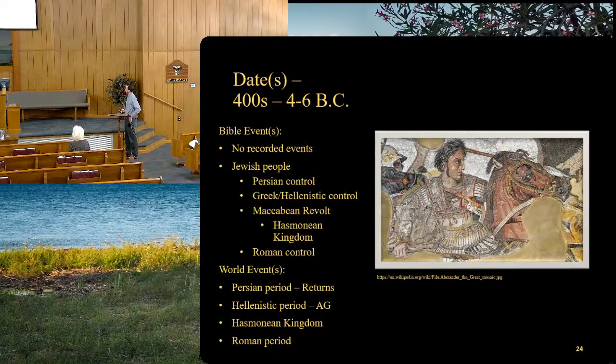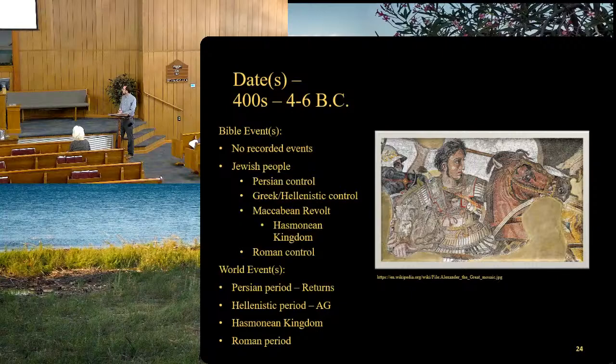And what you have during this time period, where there's no recorded biblical events, you have Persian control at the beginning. You have Greek and Hellenistic control that comes in later. And you also have the Maccabean revolt, so that's something that you hear about pretty common from historical sources in this time period, which leads to the Hasmonean Kingdom. And then also you have Roman control. So these are all, again, not actual Bible events, but the things that are happening to the Jewish people at this time.